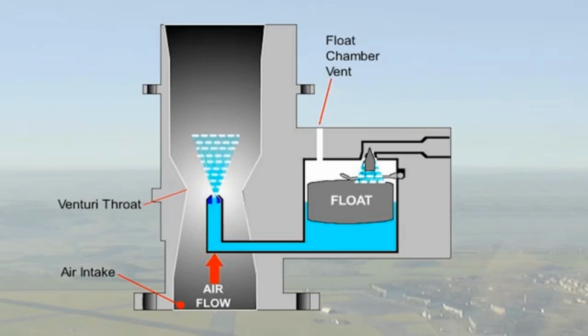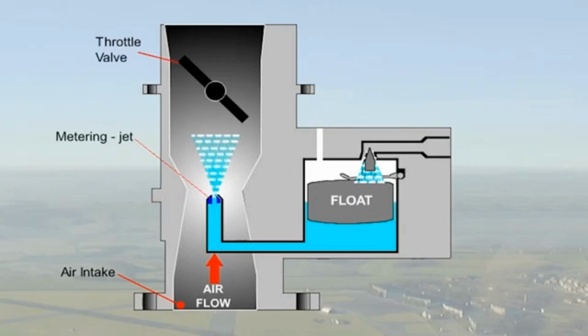As airflow through the Venturi increases, so the pressure drop increases, and a higher pressure differential acts on the fuel to increase its flow in proportion to the airflow. In this simple carburetor, the airflow to the engine is controlled by a throttle valve, and the fuel flow is controlled by a metering jet.